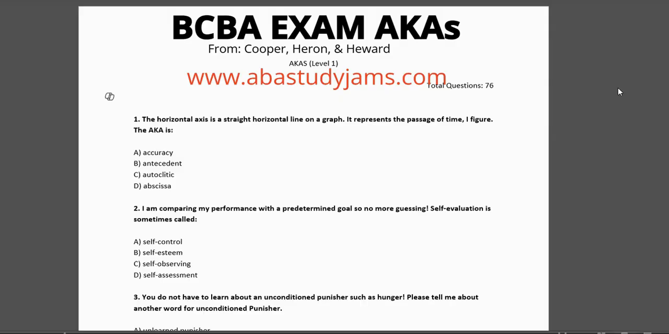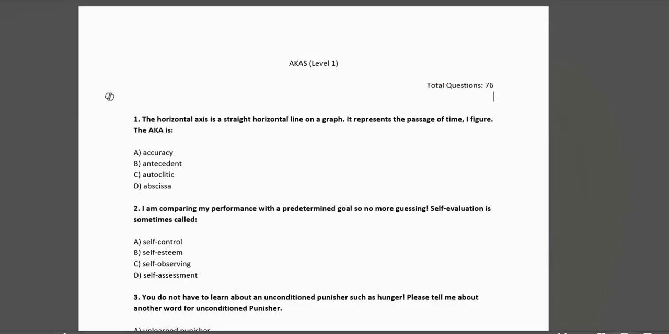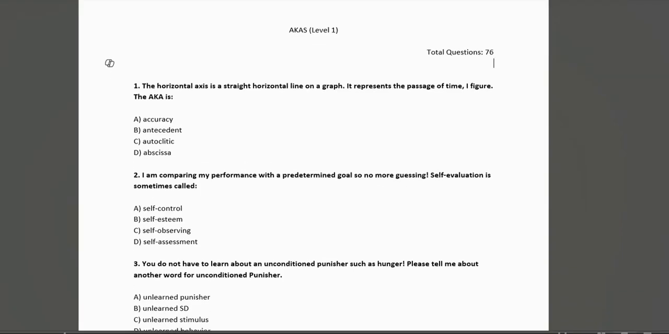Okay, good morning. So we are going to review the AKAs that you will see on the BCBA exam. This is the information from the app. And so this is level one. So these questions are actually easier than level two and level three. So are you ready to answer the AKA questions? Yes, I'm ready. Okay, perfect. All right, let's start with number one.